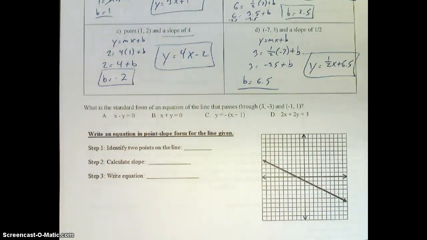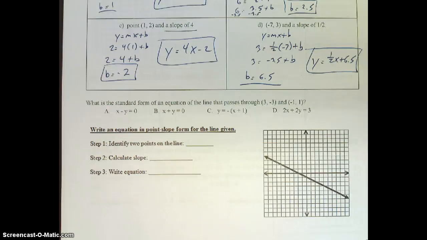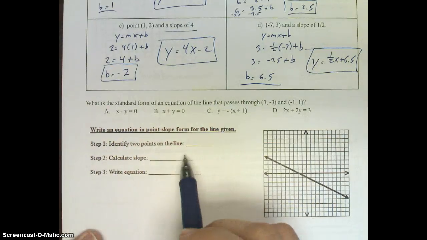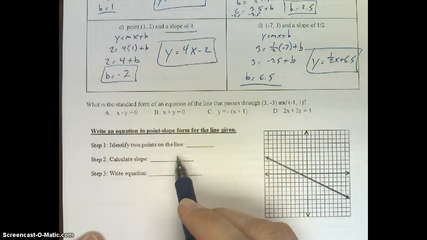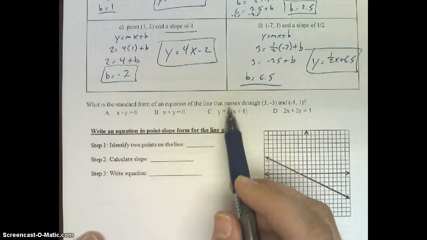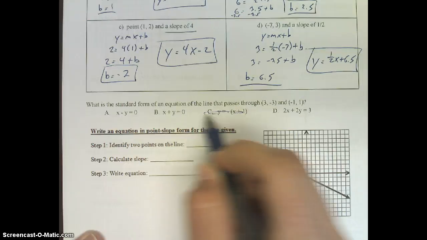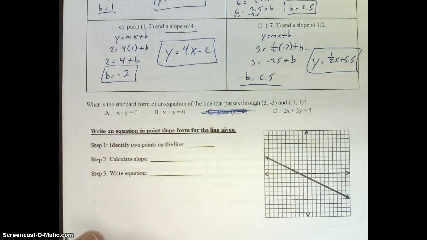So, all right, what is the standard form and equation of a line that passes through 3, negative 3, and negative 1, 1? Now, here's a little tip for you guys. Standard form has to be an ax plus by equals c. So look at answer C. Right away, I know that can't be it. It's not in the proper form. Cross it off. You've already increased your chances.